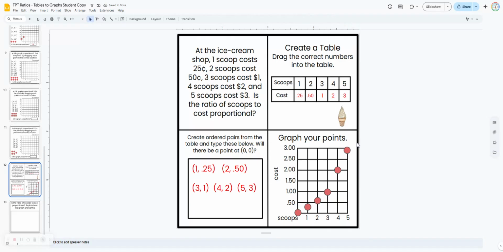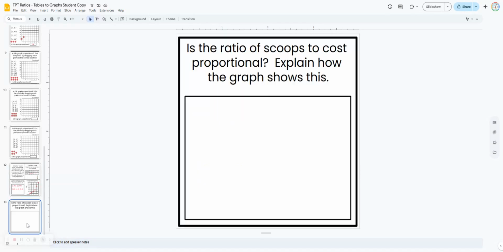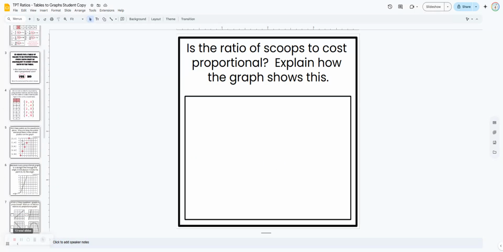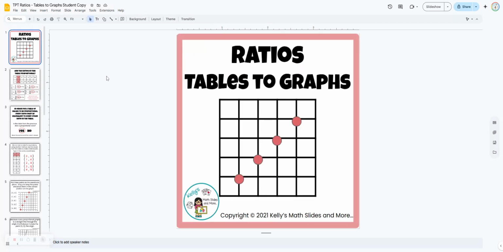Now, is this a straight line through the origin? No, it curves up. So we know that the ratio of scoops to cost is not proportional. And students are just going to type in that explanation on the very last slide. This is not proportional. The ratio of scoops to cost is not proportional because the graph does not show a straight line through the origin. So that is digital lesson, ratios, tables to graphs.